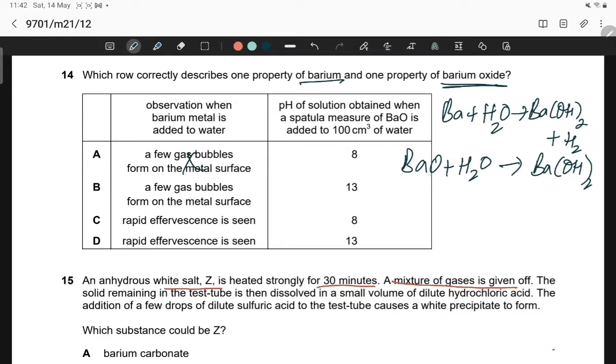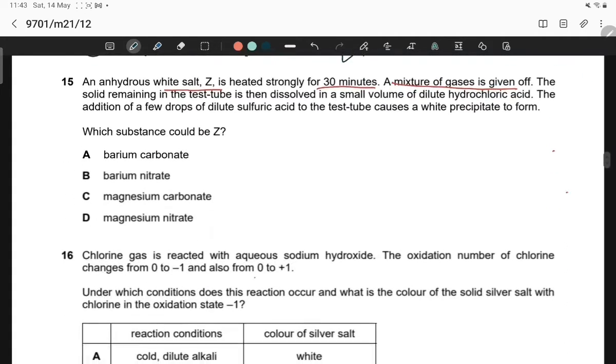So this is incorrect. Because reactivity increases, a strong alkaline solution is formed, so pH 8 is incorrect. B, a few bubbles, is also incorrect. pH 13 is correct because a strong alkaline solution is formed. Rapid effervescence, because barium is a strong metal, is correct, but the low pH is incorrect. Rapid effervescence and pH 13 is correct. So D is the correct option.